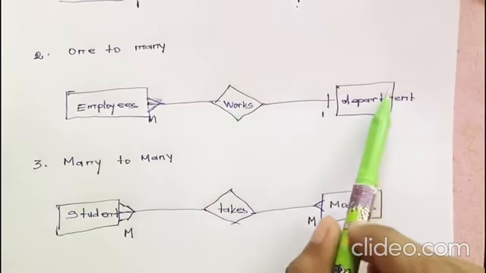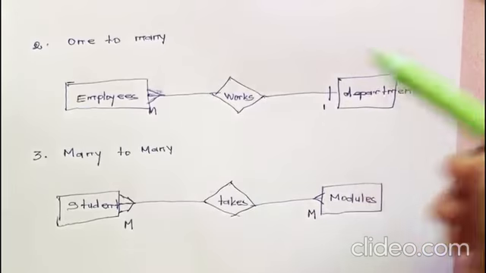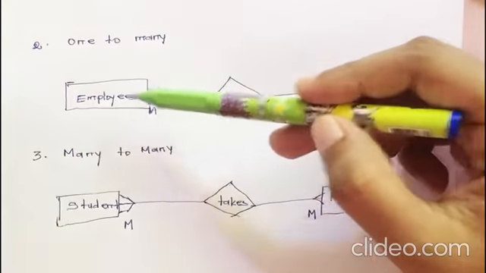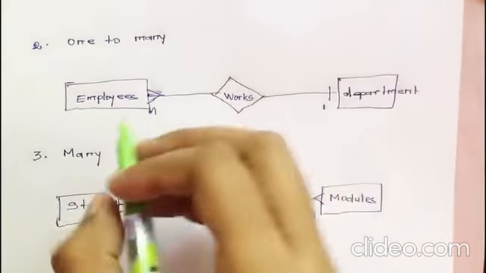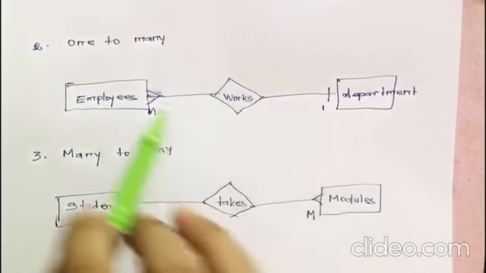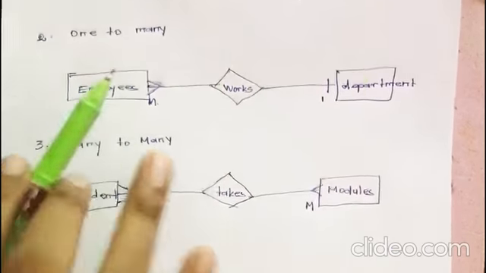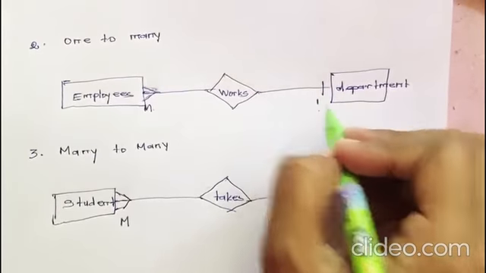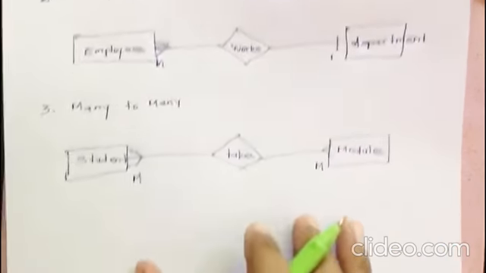Here, employee works in department. Let's see, like the previous one, if it is a department, there are many employees who can work for the department. So M. If there is an employee, there can be only one department at a time. So 1. That is a many-to-one relationship.